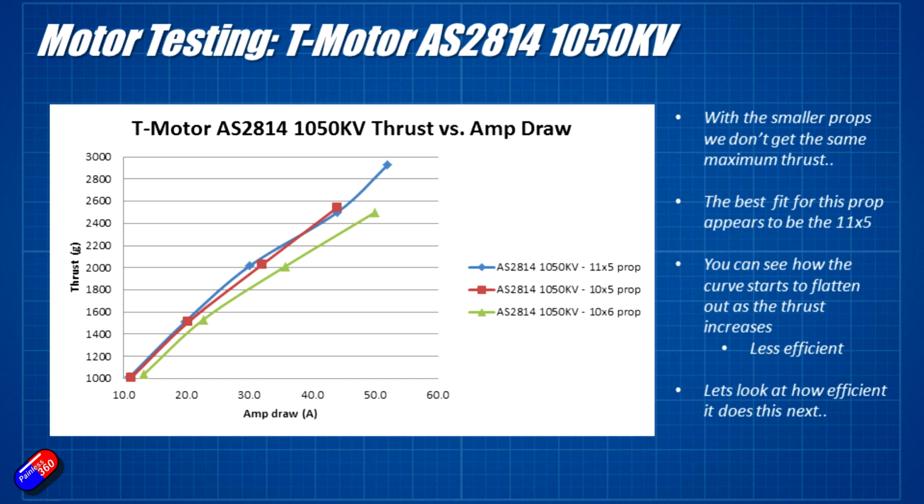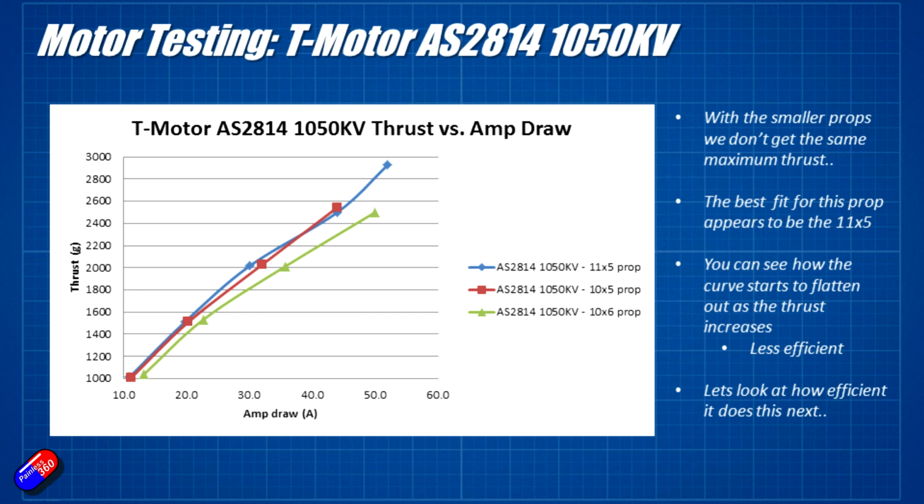If we compare that with the same motor on a 10 by 5 inch prop, and that is the data set, the red data set with the square data points, the maximum thrust of that was 2,545 grams, pulling 44 amps. If we add a 10 by 6 prop, then we get some really interesting results. On this one, the maximum thrust was bang on 2,500 grams or 2.5 kilograms, but it was pulling 50 amps.